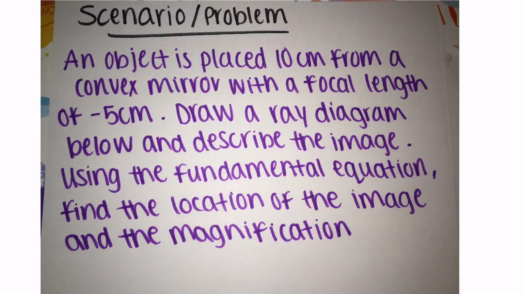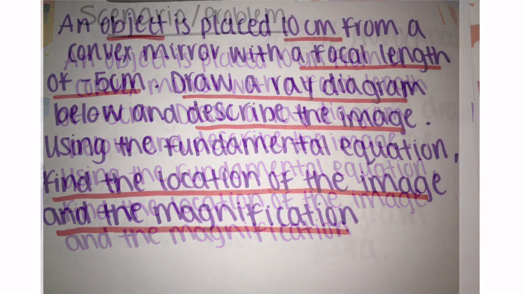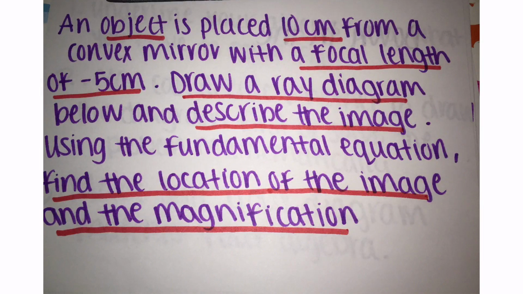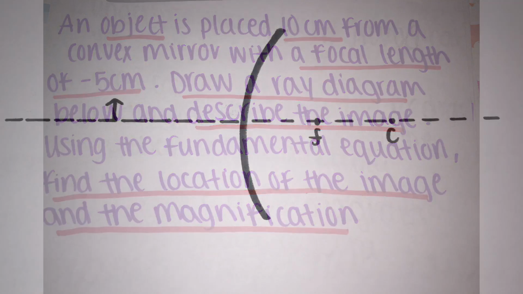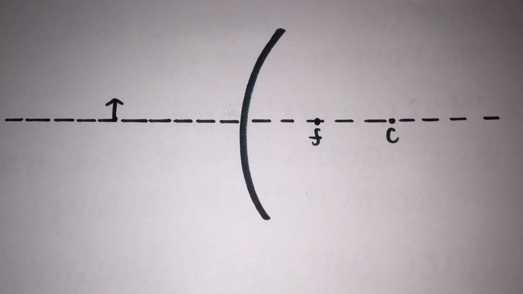Scenario problem. The object is placed 10 centimeters from the convex mirror with a focal length of negative 5 centimeters. Draw a ray diagram to describe the image, using the fundamental equation to find the location of the image and the magnification. On this image, our givens and what we have to find are underlined in red. This is the image we are going to use from our scenario. The object is in front of the mirror, meaning it is positive.